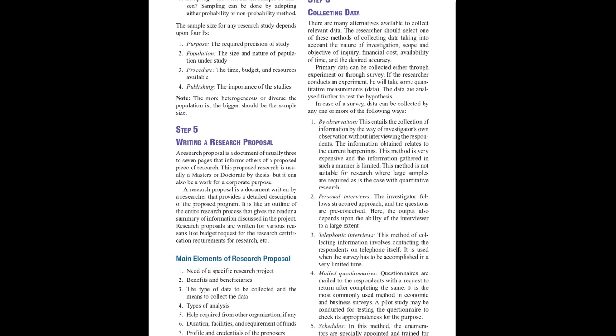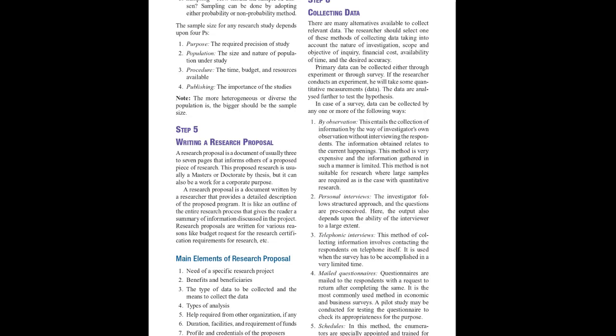Step 5. Writing a research proposal. A research proposal is a document of usually 3 to 7 pages that informs others of a proposed piece of research. This proposed research is usually a master's or doctorate thesis, but it can also be work for a corporate purpose. A research proposal is a document written by a researcher that provides a detailed description of the proposed program. It is like an outline of the entire research process that gives the reader a summary of information discussed in the project. Research proposals are written for various reasons like budget request for the research, certification requirements for research, etc.